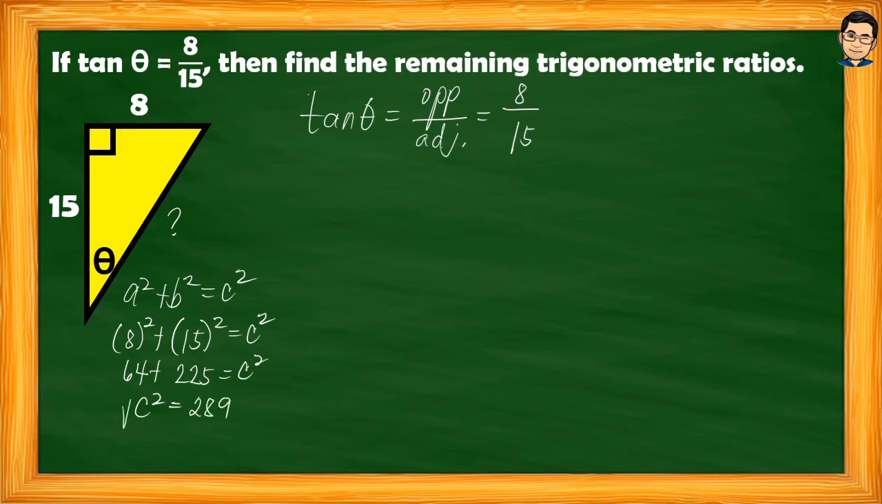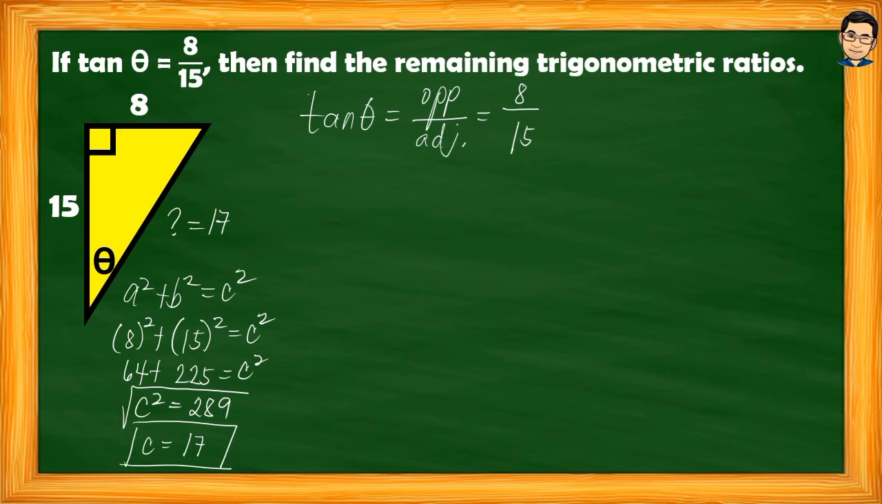And then, extract the square root of both sides. Okay, so square root of c squared, that is c. And then 289 is a perfect square. So square root of 289 is 17. So if we want to verify, you just multiply 17 by itself. So 17 times 17, you'll get a product of 289. So the measure of the hypotenuse is 17. Ayan. So pwede na po nating malaman yung mga remaining trigonometric ratios.